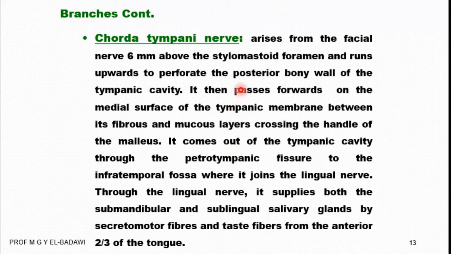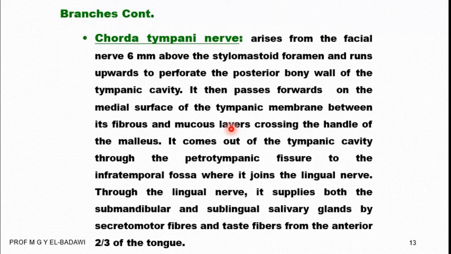The other large branch within the vitreous part of the temporal bone is the chorda tympani. It arises from the facial nerve about 6 millimeters above the stylomastoid foramen within the stylomastoid canal, then runs upward to perforate the posterior bony canal of the tympanic cavity, passing through the posterior canaliculus, passing forwards on the medial surface of the tympanic membrane between the fibrous and the mucous layers, crossing the handle of the malleus.